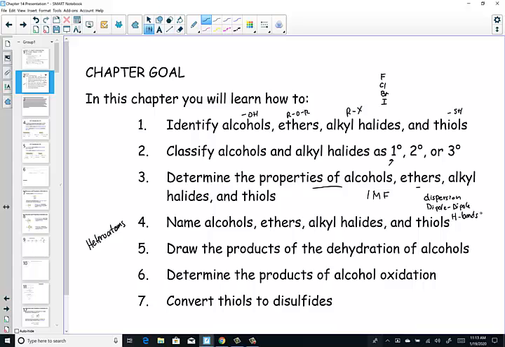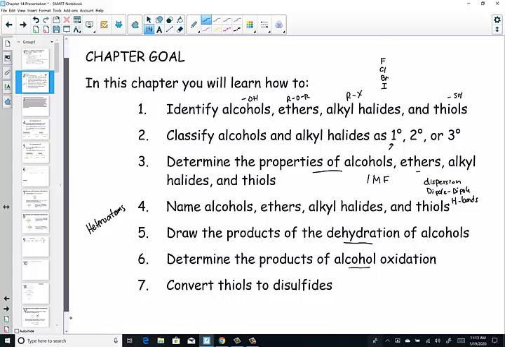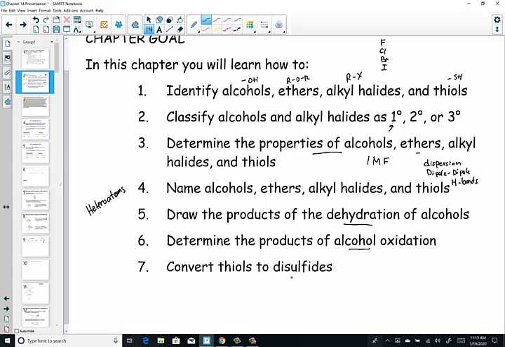We'll practice naming. Each one of the functional groups will have a nomenclature set of rules we'll introduce. So a set of rules for naming alcohols, a different set for ethers, another set for the alkyl halides, and finally the term thiol will come out in the last section. We will learn to dehydrate alcohols. We'll determine the alcohol oxidation and reduction products and be able to convert thiols to disulfides in the final chemistry section. So those are our focused goals for learning in chapter 14.